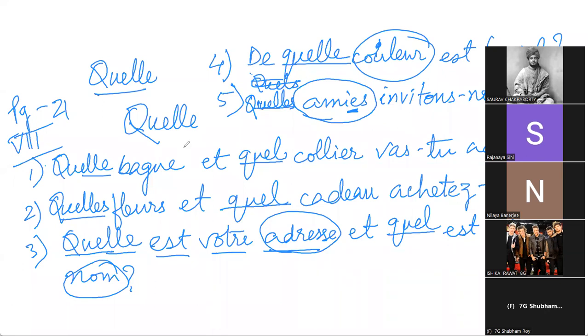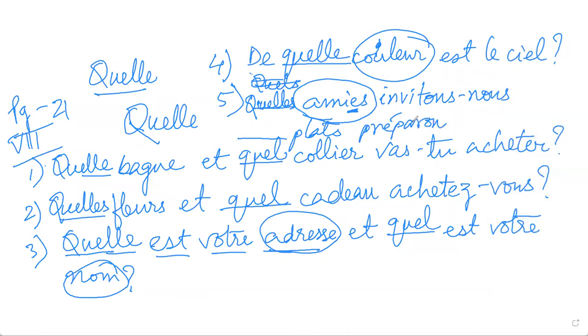Okay. And the next one is plat. Plat is masculine, as I just explained. Préparons-nous. So it will be, which dishes are we preparing? So it will be Q-U-E-L-S. Quels plats préparons-nous? Now, are things clear to you all? Yes, sir. Okay.